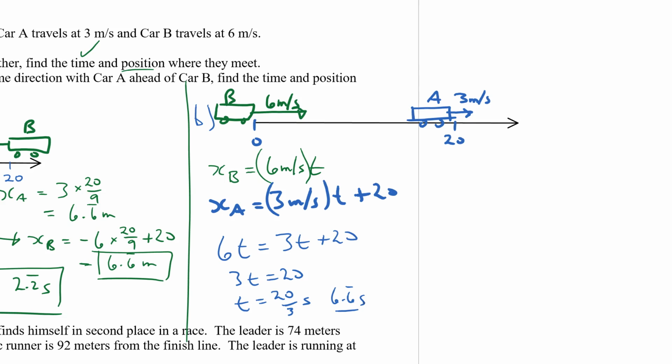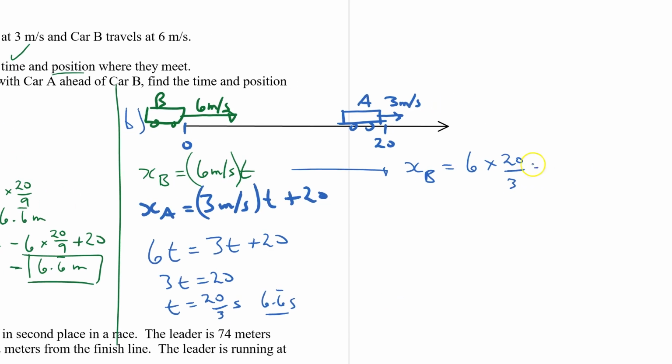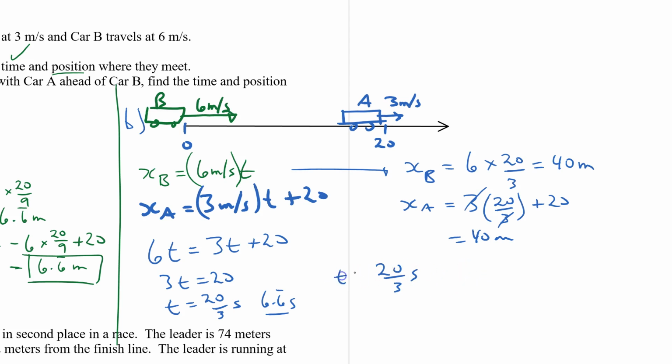What will the position be? I can take the first one here: 6 times 20 over 3, which is equal to 40 meters. And for A, it will be 3 times 20 over 3 plus 20. These will cancel out, so I get 20 plus 20, which is 40 meters. So where will they meet? They'll meet at the time of 20 over 3 seconds, at a position of 40 meters.